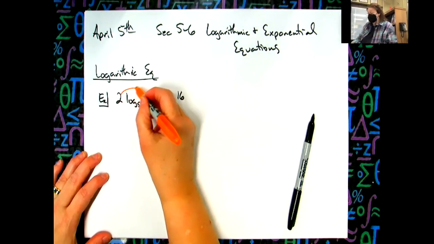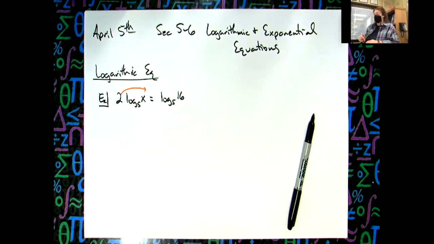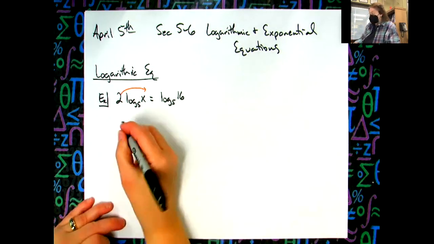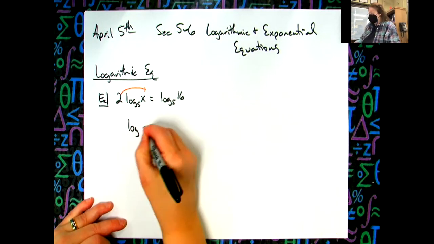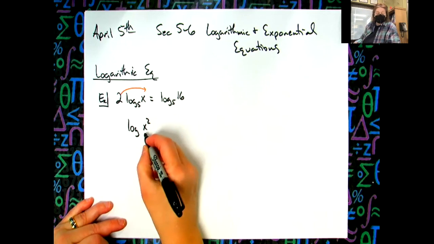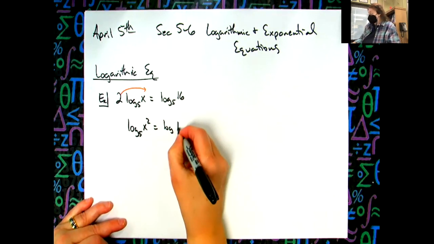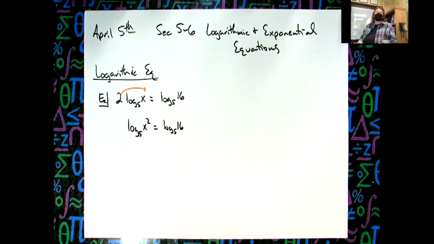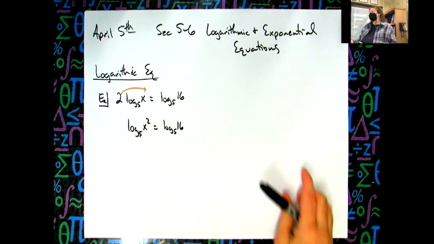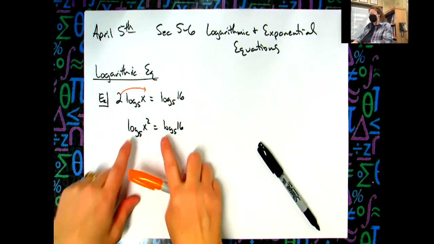So we're going to jump that frog back up on that log and rewrite. Okay, so we're going to use any log properties that we can. So that'll be the log of x squared base 5, log of 16 base 5. Okay, and now we've got a log with a base 5 on both sides.